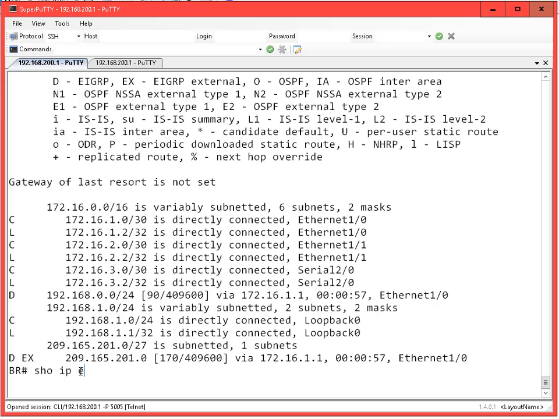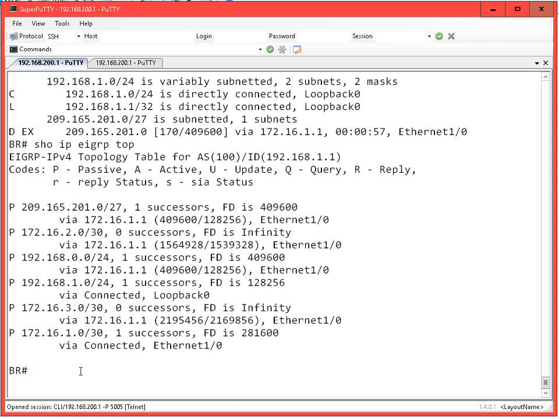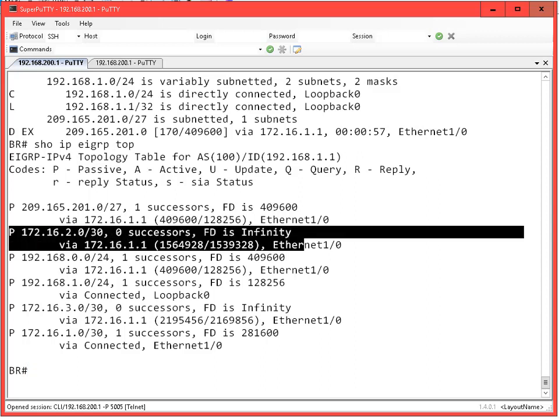So if I do a show IP EIGRP topology, I can actually see that all of the subnets are still part of the EIGRP topology. However, 2 of them show up with something called infinity as the feasible distance. In EIGRP, the term feasible distance simply references the metric. FD stands for feasible distance, which means that is the metric. Any idea why they're possibly showing up as infinity in this case?